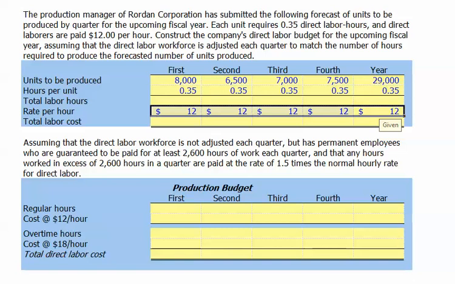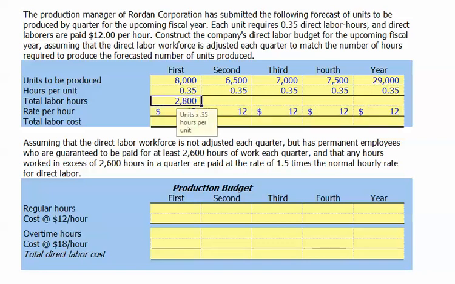Let's go ahead and take a look at our total labor hours for the first quarter. Those will be 2,800 direct labor hours. That's the 8,000 units times 0.35 labor hours per unit. For a total labor cost for the first quarter of $33,600. That's the 2,800 hours times $12 per hour.